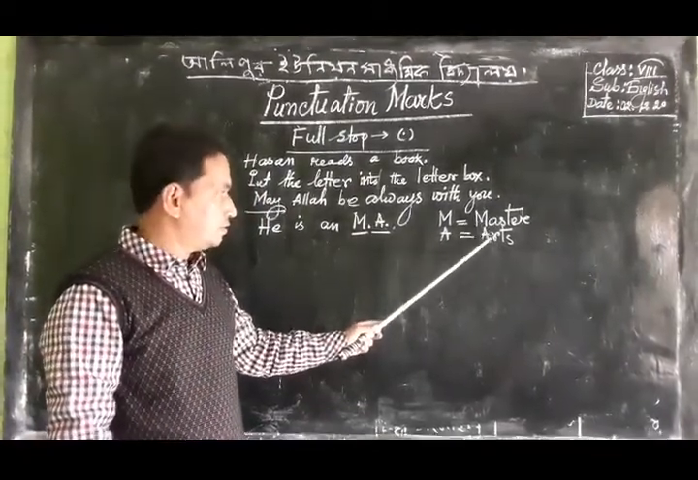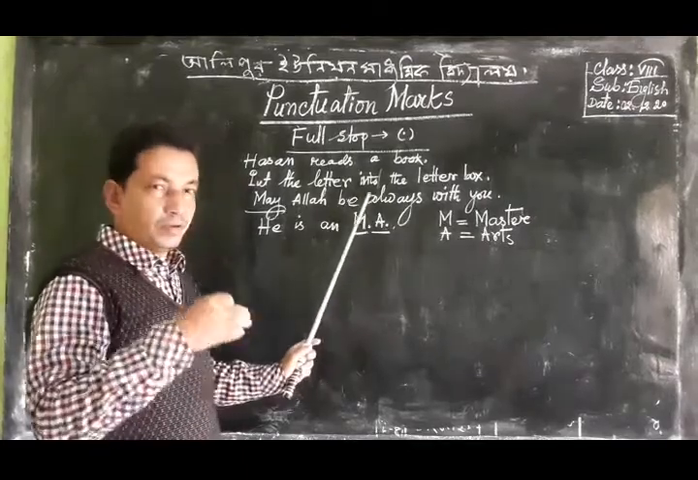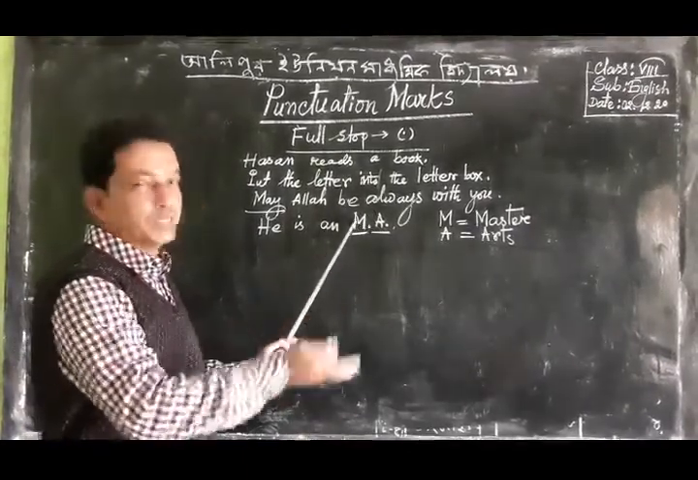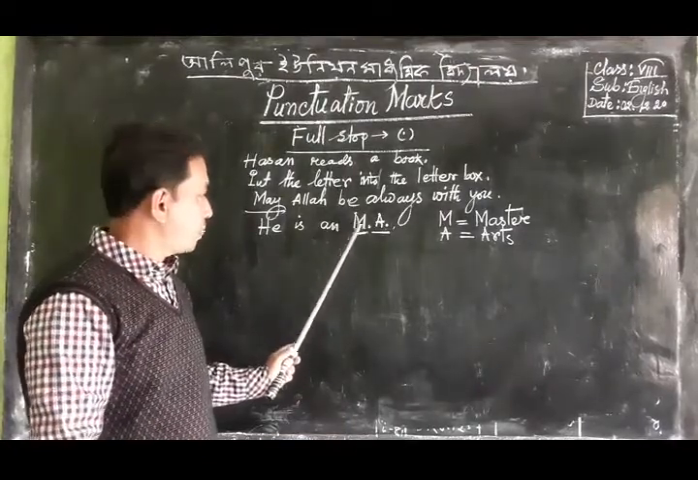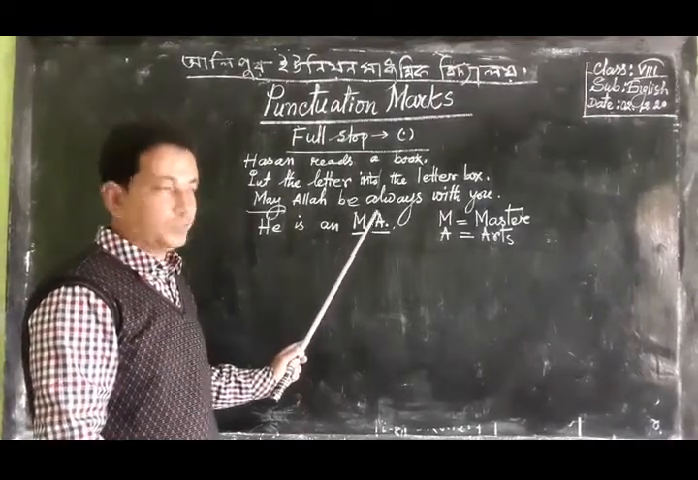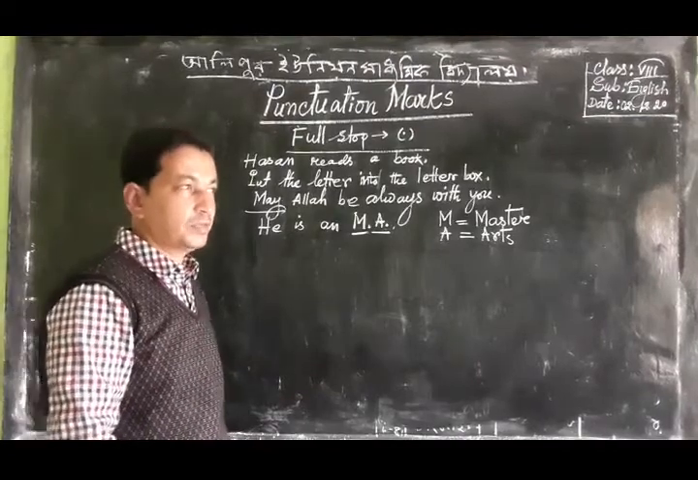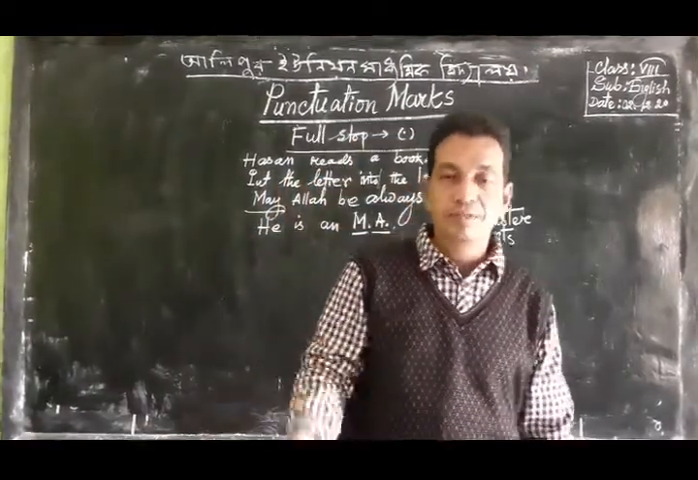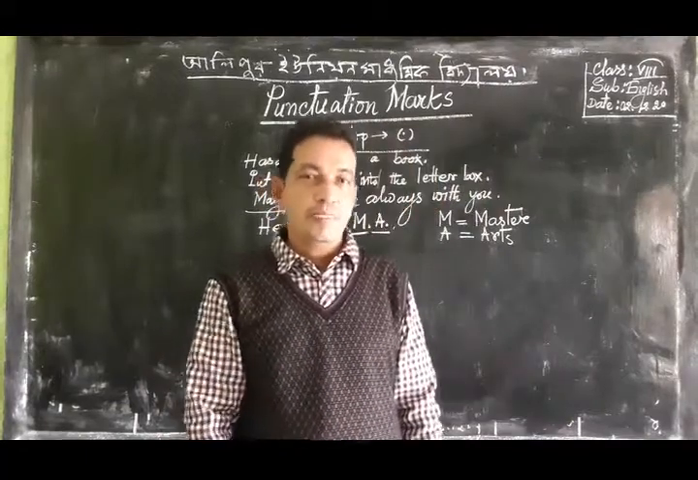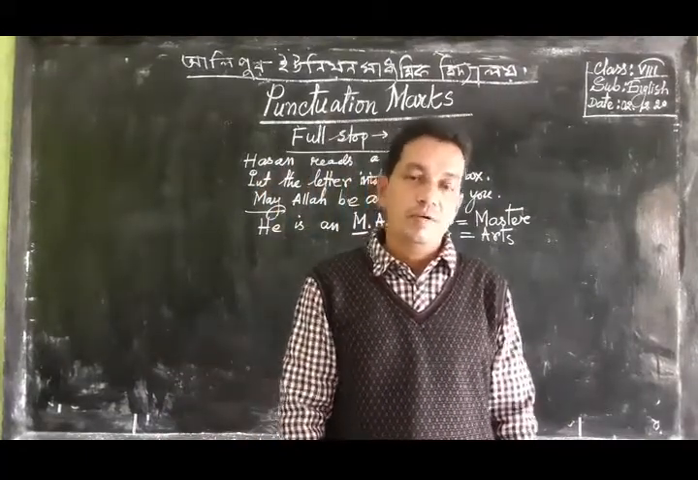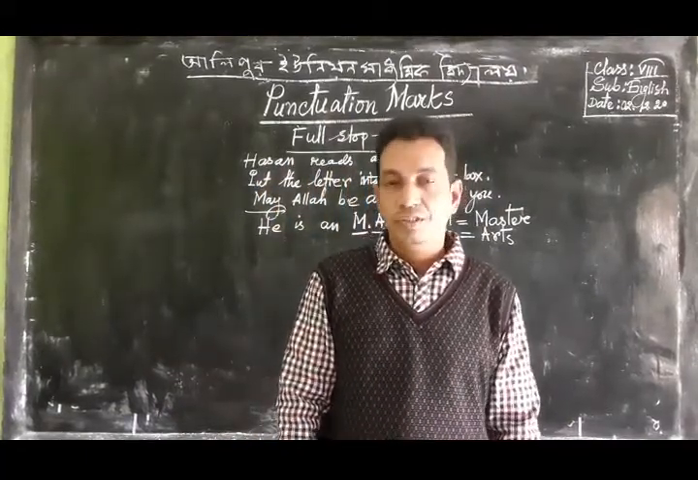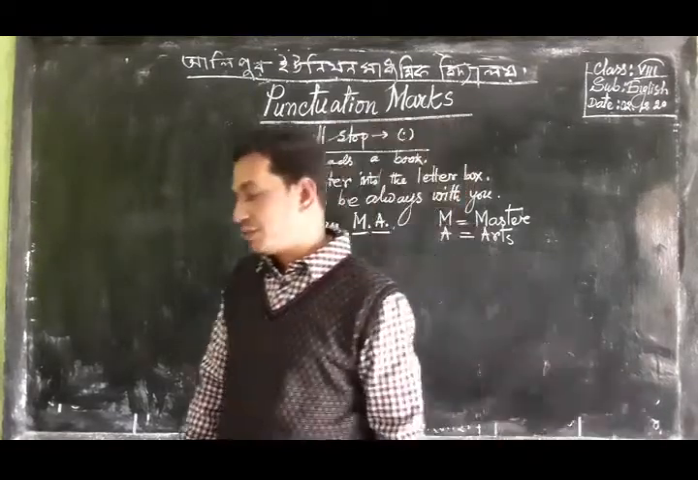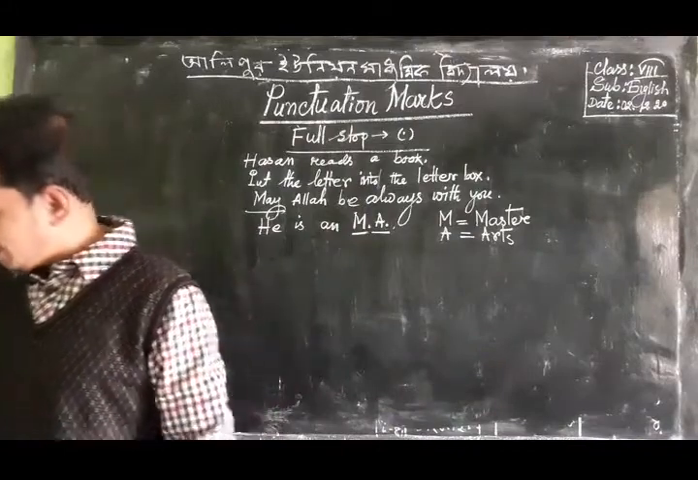And the two words are constructed in two letters, M and A. So it is called abbreviation word. So we must remember that when we write an abbreviation word or any abbreviation, we must put full stop after the abbreviation letter. So our next item is comma.